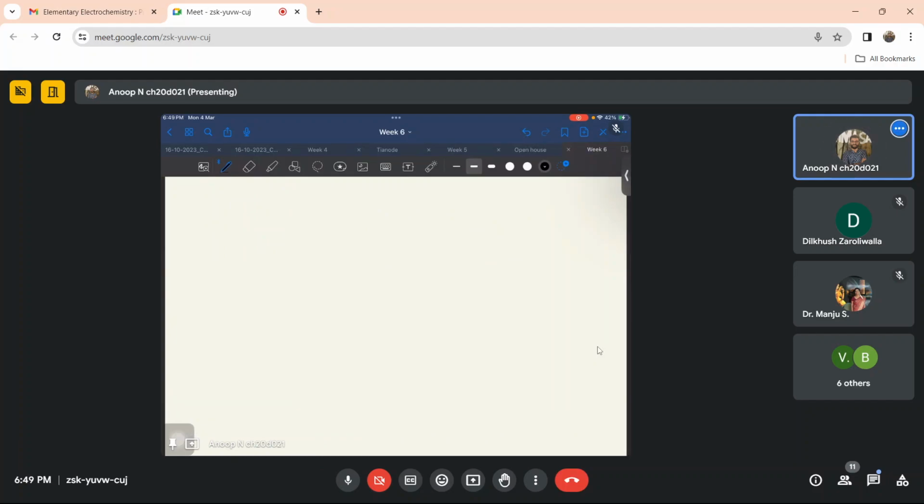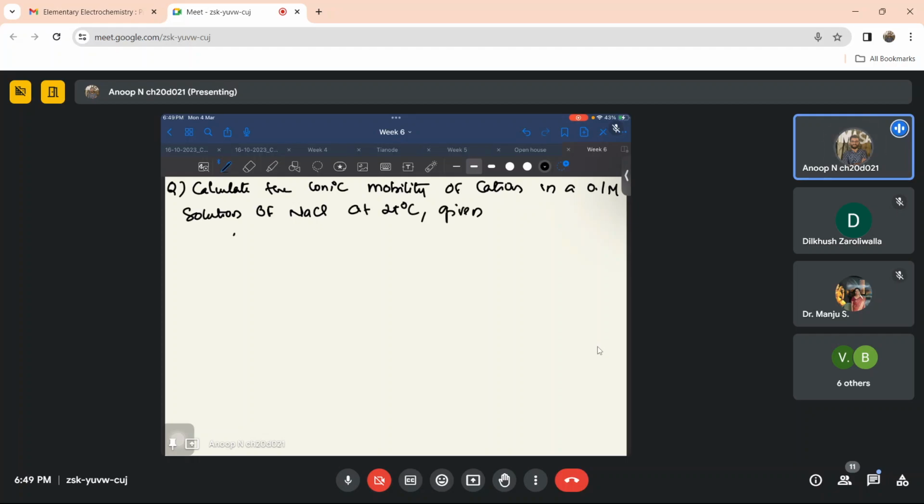So like the next question. Calculate the ionic mobility of cation in a 0.1 molar solution of NaCl at 25 degrees centigrade, given T plus is equal to 0.39 and lambda 0 NaCl is equal to 127 Siemens centimeter squared per gram equivalent. So let's try to solve this problem.